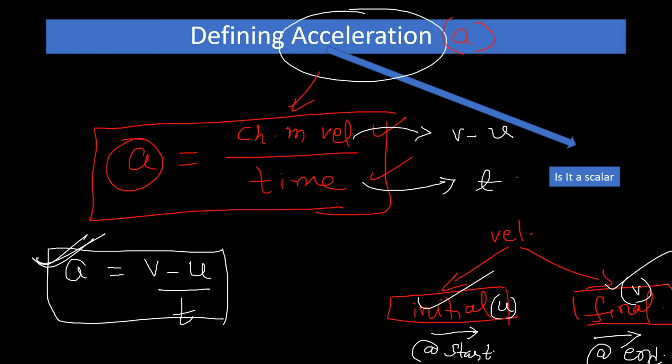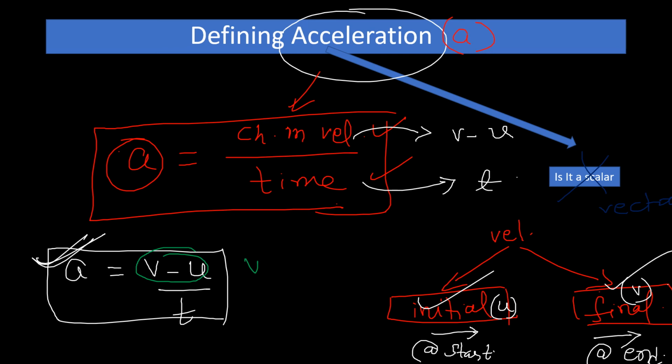So guys, now if I would ask, what is this acceleration? Is it a scalar or a vector? How can we identify that? Definitely guys, it is a vector, and let us use our own methodology to get whether this acceleration is a scalar or a vector. If you look at the numerator here, it contains the change in velocity, and that change in velocity is a vector, right? Because if you subtract two vector quantities, you're going to get a vector.